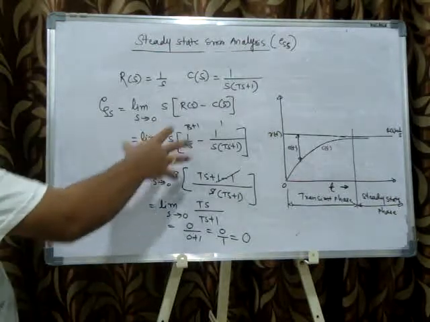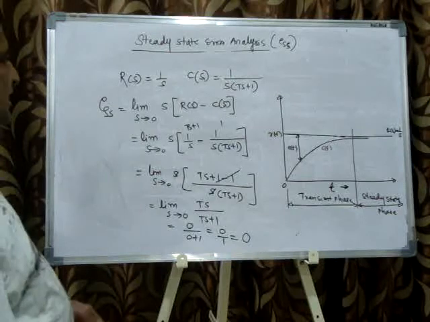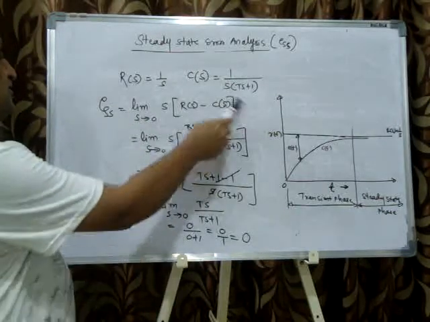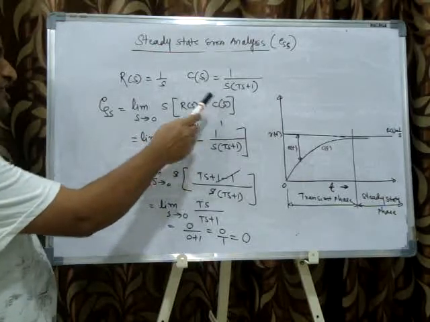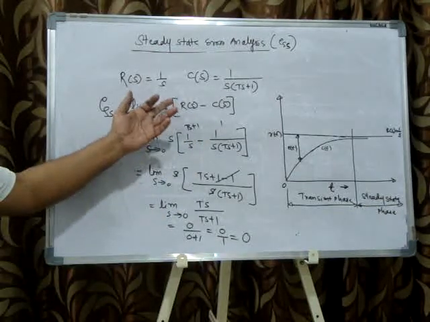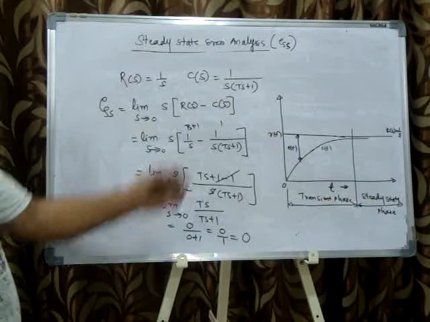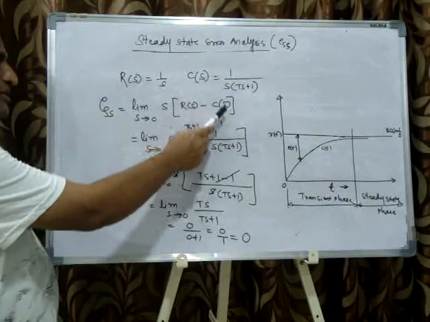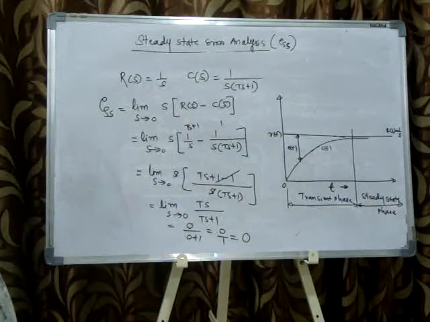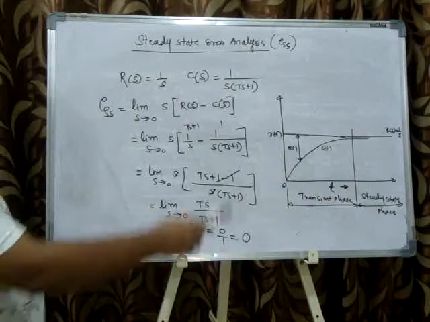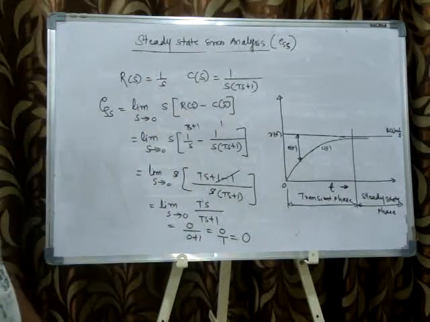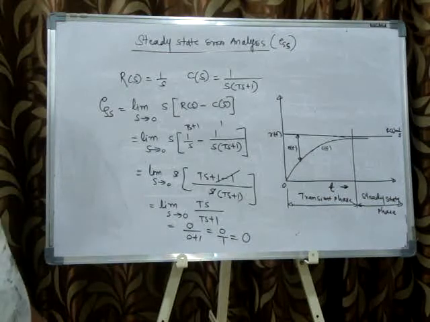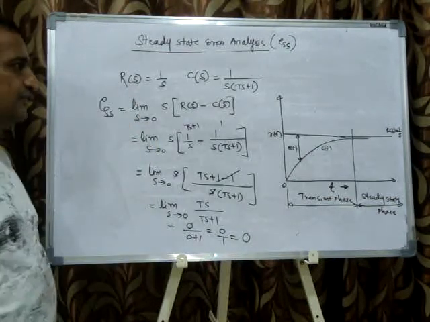I introduced the steady state error here, but what is the limitation of this equation? Because I know the input, no issue, but I need the output equation also. That is a limitation. So if you don't know the output, the entire transfer function, output divided by input, is required for this formula.